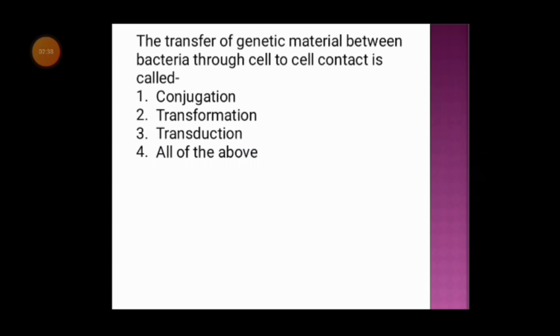Next question. The transfer of genetic material between bacteria through cell-to-cell contact is called option 1 conjugation, option 2 transformation, option 3 transduction, option 4 all of the above. And the correct answer is option 1, conjugation.